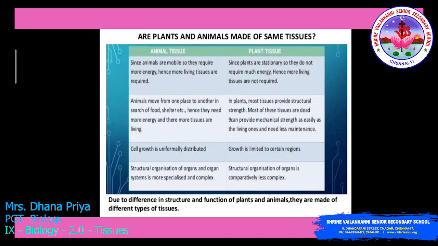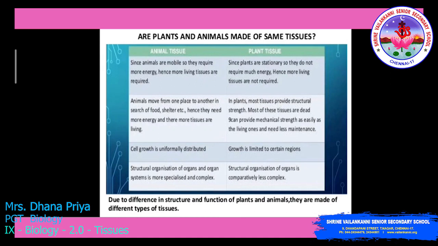In animals, they move from one place to another in search of food and shelter, so the process involved is locomotion. Hence, they need more energy and more living tissues. In plants, most tissues provide structural strength, and most of these tissues are dead and provide mechanical strength, as compared to the living ones, and need less maintenance.